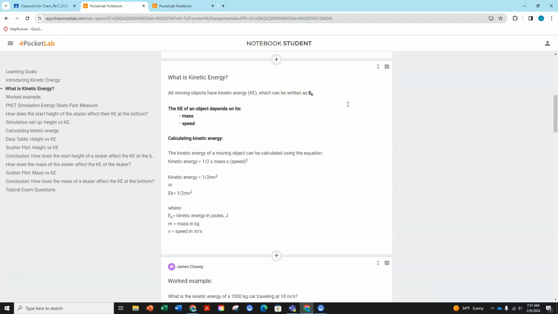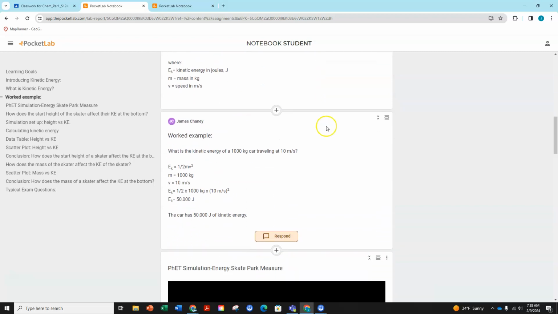All moving objects have kinetic energy, which can be written as E subscript K. The KE of an object, the kinetic energy of an object, depends on its mass and its speed. So once again, the formula is kinetic energy equals half mv squared, which is mass times speed squared. V stands for velocity. And the answer that we get is going to be in the energy unit of joules. Kinetic energy in joules.